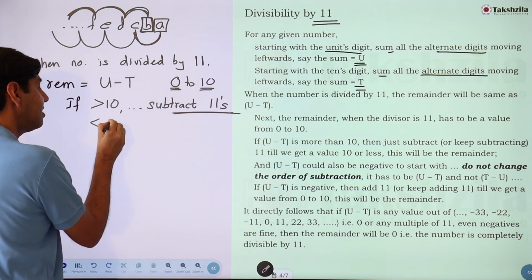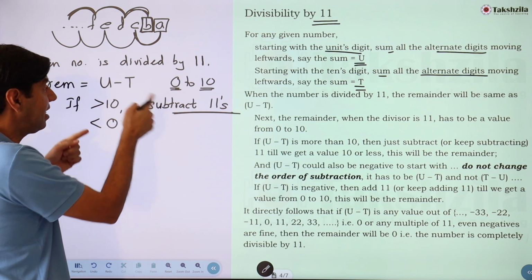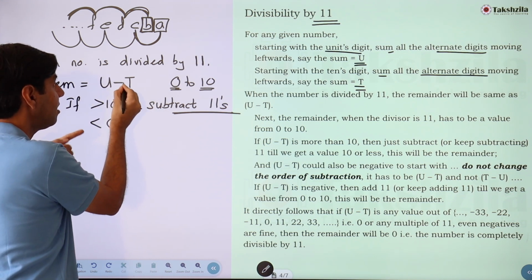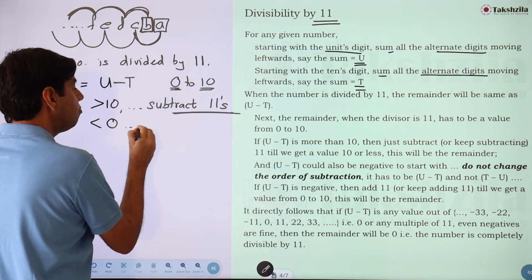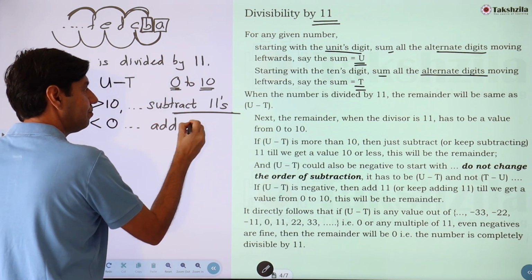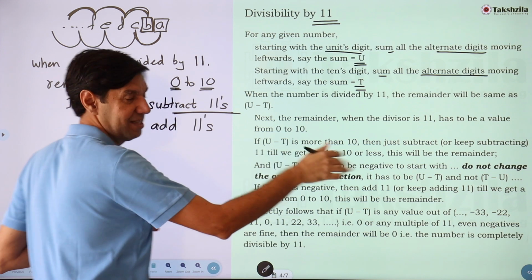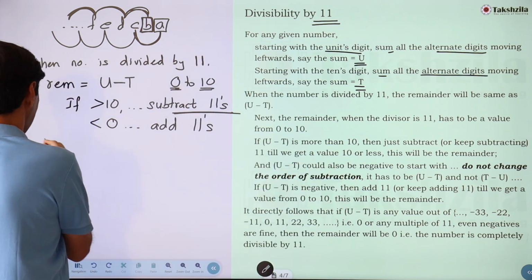Similarly, if this number turns out to be less than 0, negative, this might turn negative. You can't change the order just because it's negative. What you do is you just add 11s this time. Right? So more details in the course, students. This is just a gist of it.